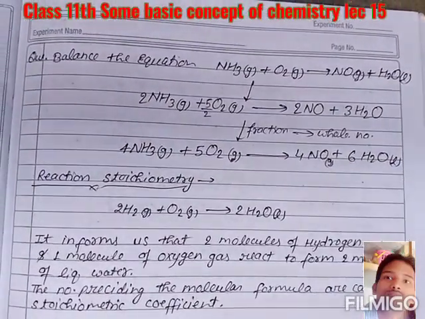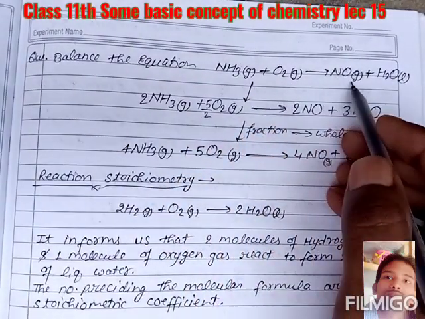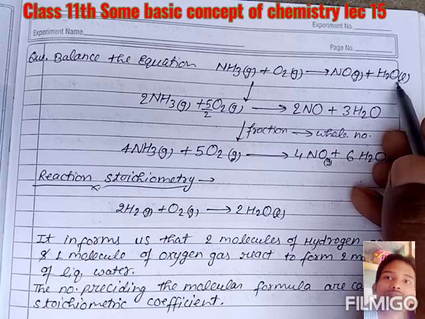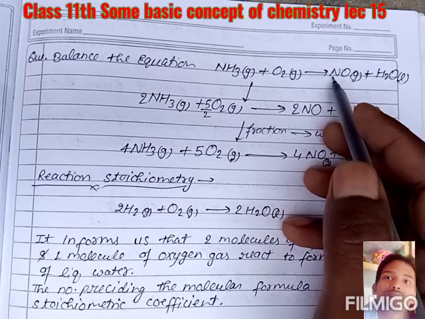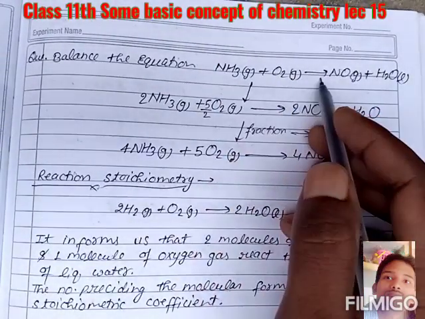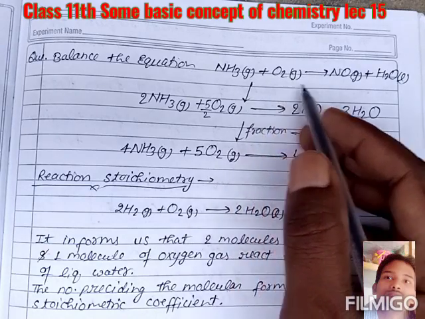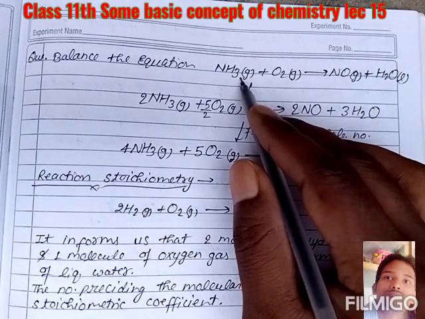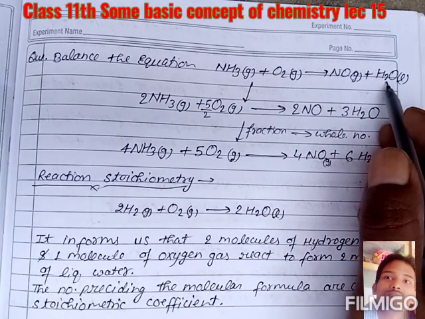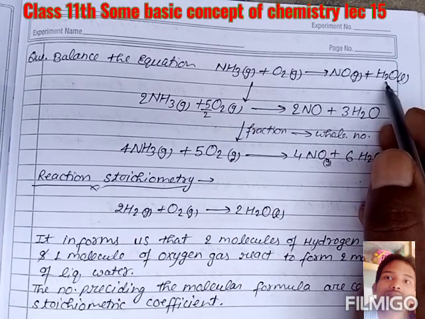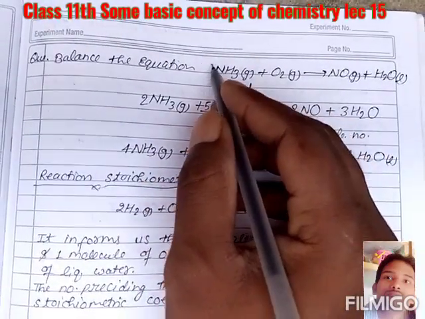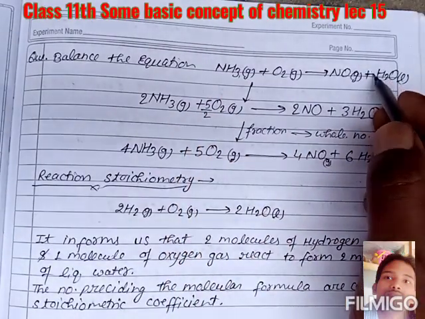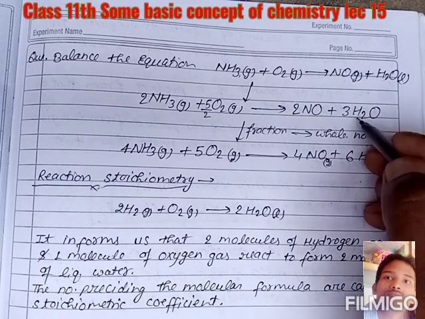Okay, now another question: balance the equation ammonia plus oxygen gives NO, nitric oxide, plus water liquid. First of all, you balance the nitrogen. Nitrogen is single, so it is already balanced. Second, here hydrogen is 3 and on the other side hydrogen is 2. What suitable numbers can you use to equalize the hydrogen? If you multiply here by 2, 2 times 3 is 6, and here multiply by 3, 3 times 2 is 6, so that hydrogen will become balanced.